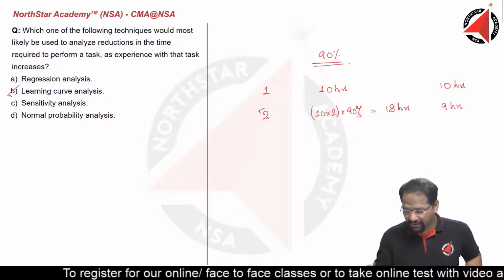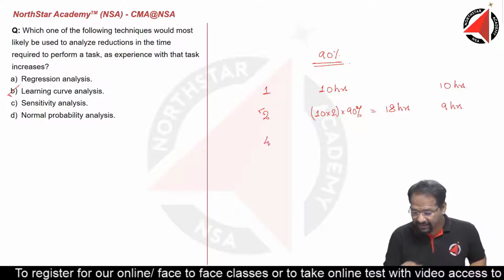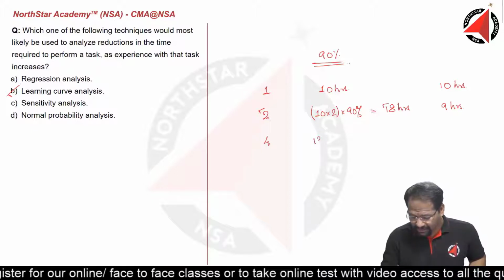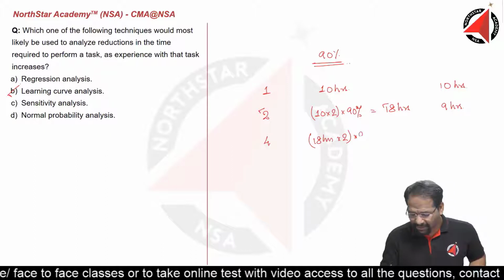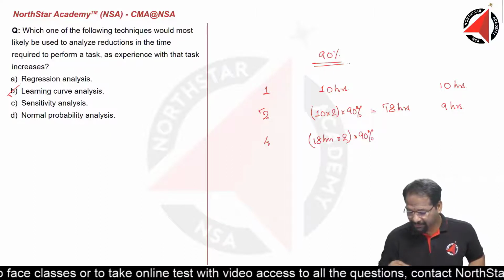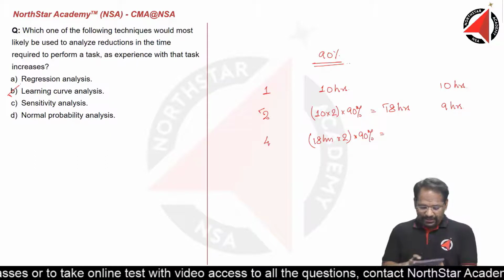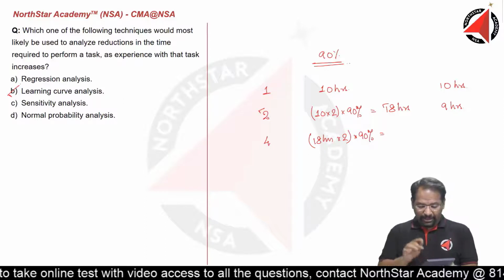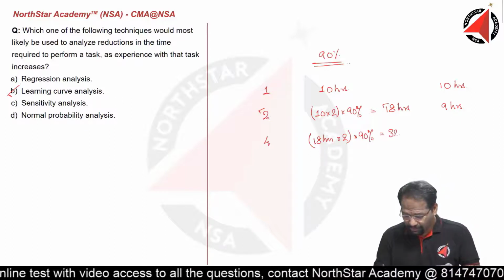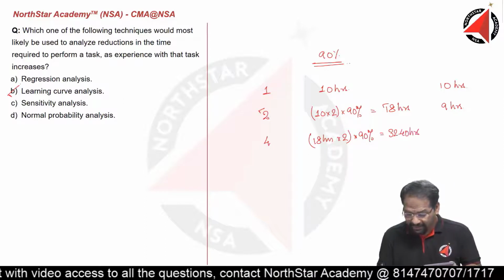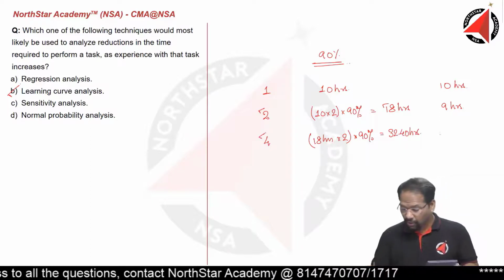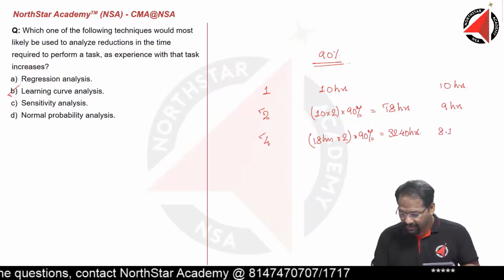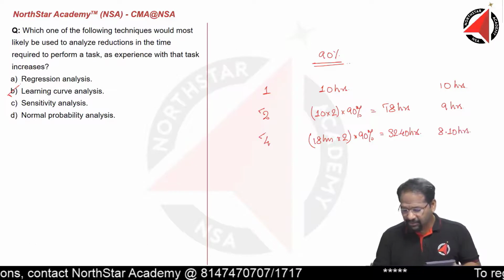Similarly, if we double this, it would become 18 hours multiplied by 2, multiplied by 90%. It would be how much? 18 multiplied by 2 multiplied by 90% requires 32.40 hours in total for 4 units. So on an average, divided by 4, it needs 8.10 hours per unit.